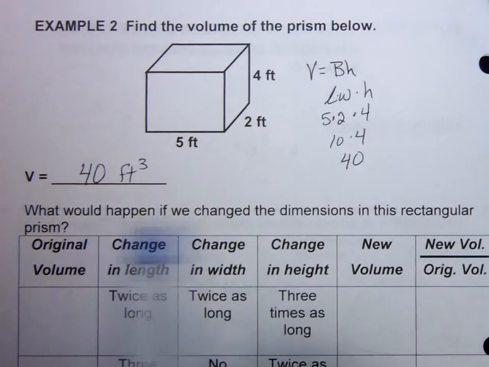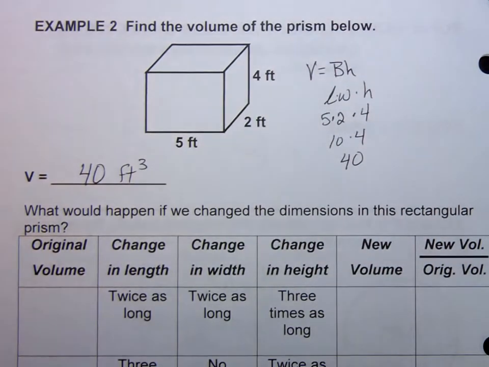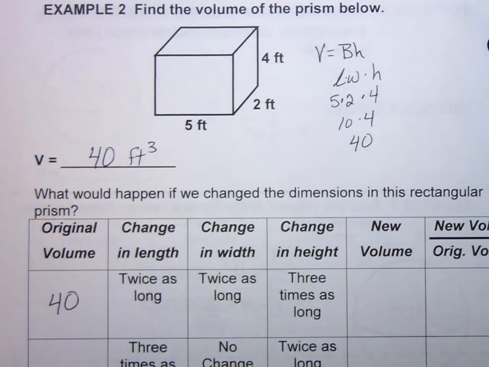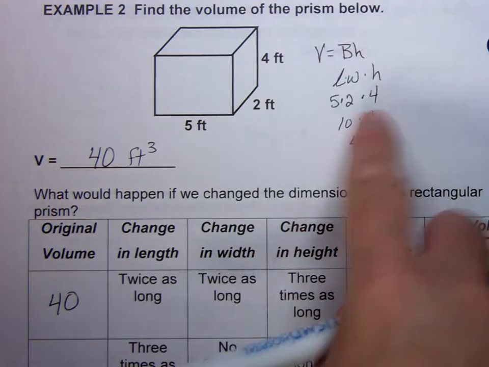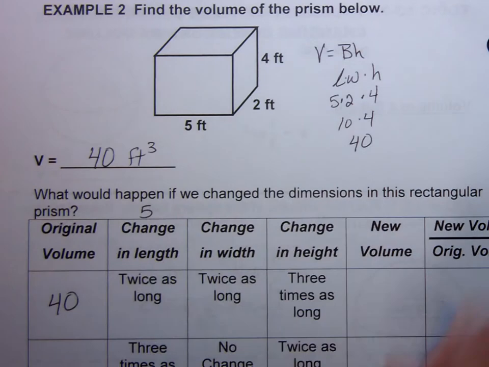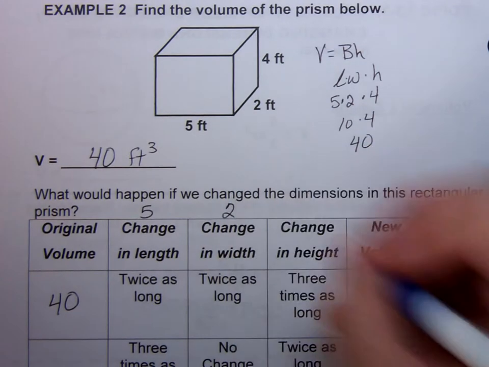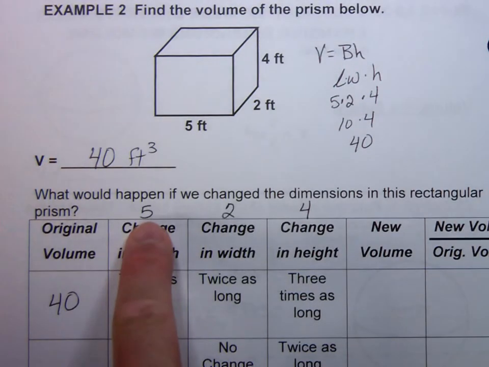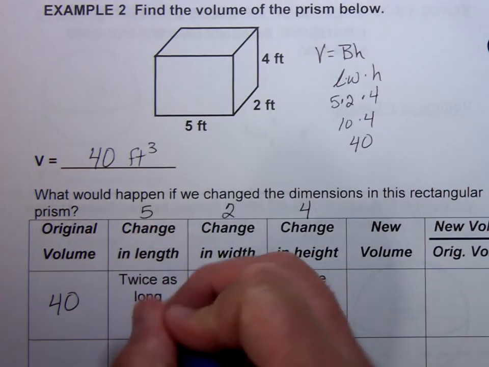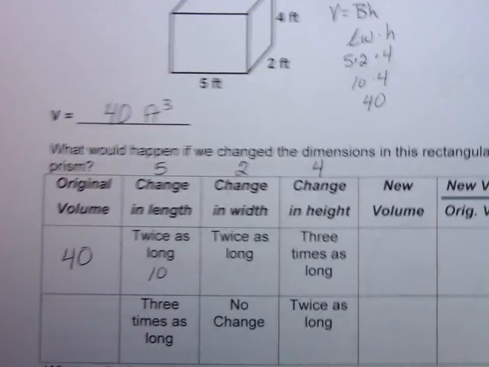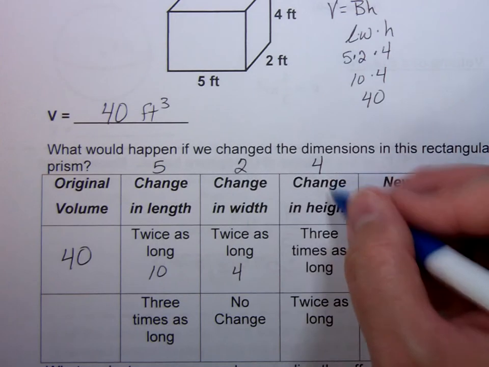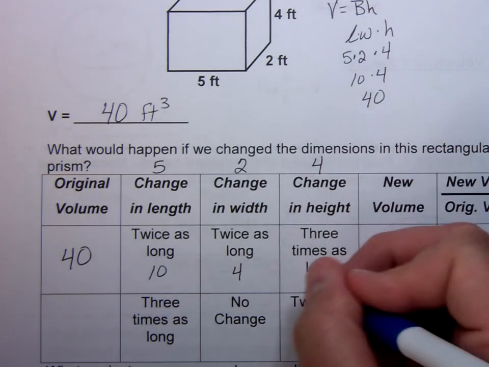Alright, what would happen if we changed the dimensions in this rectangular prism? So the original volume was 40 cubic feet. Let's make the length twice as long. Okay, remember the length was 5, the width was 2, and the height was 4. Alright, let's make the length twice as long. So if I take the original length and double it, that would make it 10. We make the width twice as long, so 2 times 2 is 4. And then we make the height 3 times as long, so 4 times 3 is 12.